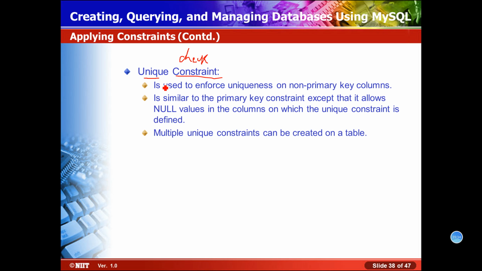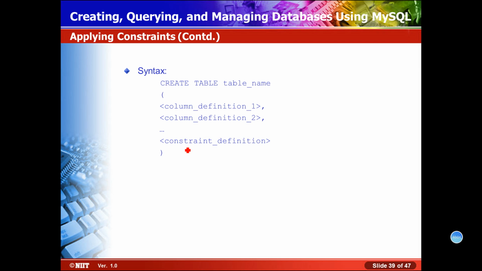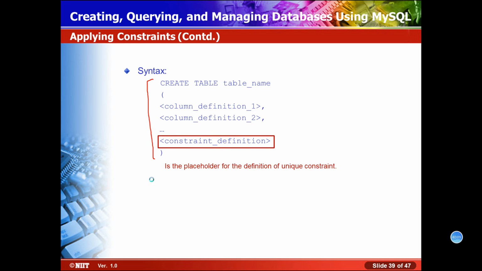Okay, so unique constraint is used to apply unique values on a non-primary key column. That means any column which is not a primary key column, but still you want a unique value, then you can use unique constraint. Am I clear with this part? You can create multiple unique constraints on a table. That means in one table you can have many unique columns. How to create that? First you need to create the table. Okay, and let's see the example here.